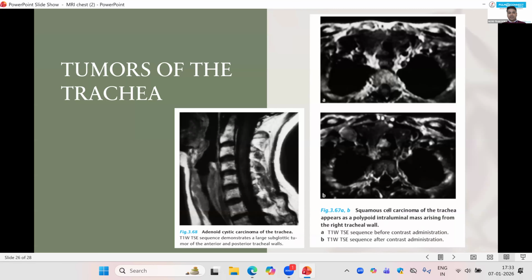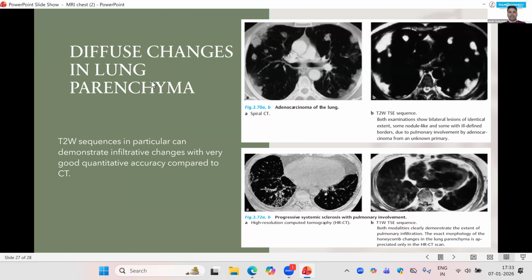The tumors of the trachea are very clearly seen. MRI is helpful in the diagnosis of tumors of the trachea. You can see the lesion in the T1 weighted images, and with the T1 weighted images before the contrast and after the contrast, this lesion becomes very specific and clear. So that helps in the diagnosis of lesions in the trachea.